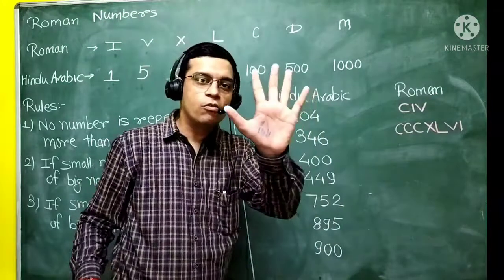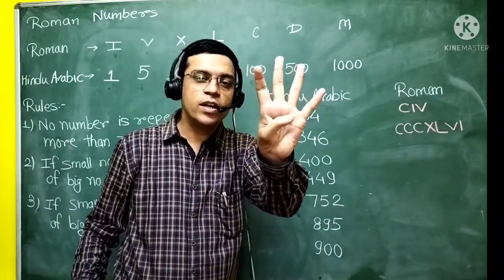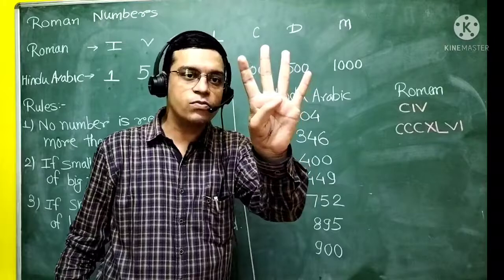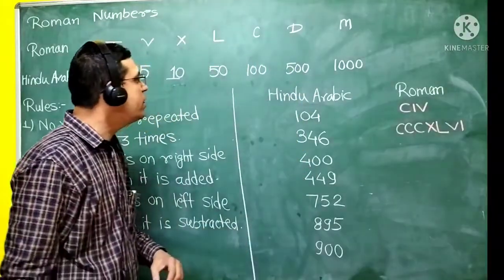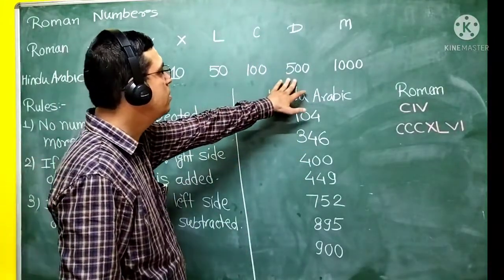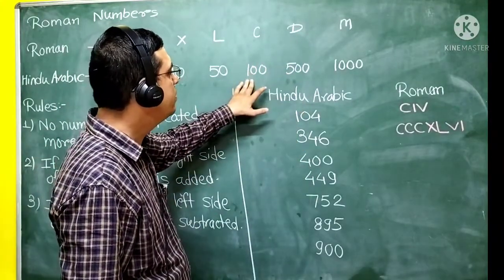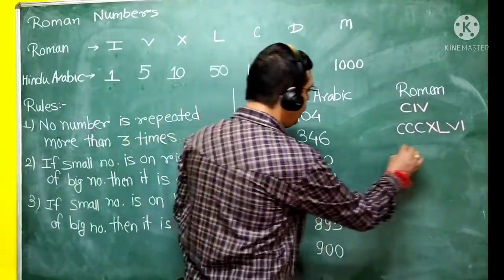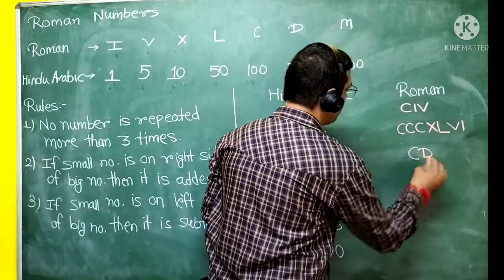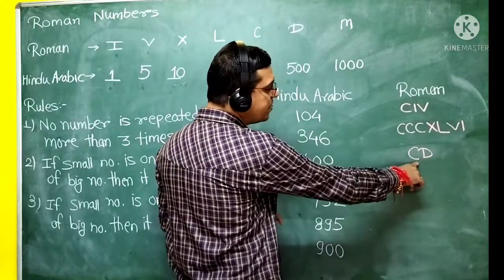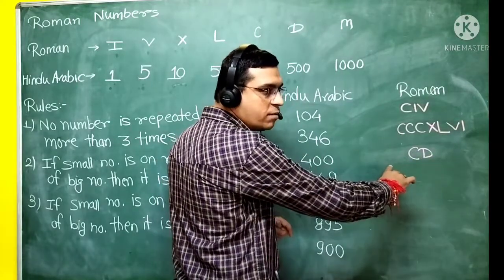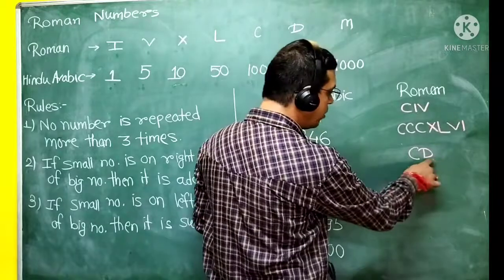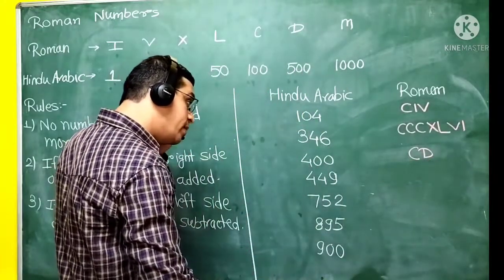Tell me, 500 minus 100 is what? 400. 500 minus 100 is 400. So where is 500? This is 100. So I have to subtract 100 from 500. So that will be CD. D is 500, C is 100. The smaller number is in front, the smaller number is before. So I have to subtract. 500 minus 100 is 400.